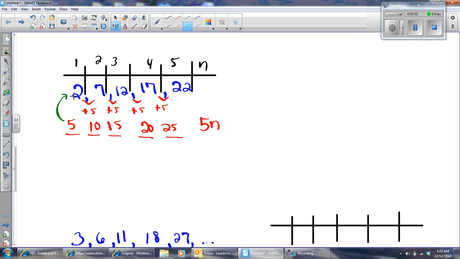And how do I turn 5 into 2? I add 3. 10 into 7, I add 3. 15 to 12, I add 3. 20 to 17. Oh no, I'm making a mistake, aren't I? Yeah, 5 plus 3 isn't 2. Of course not. Sorry about that, guys.